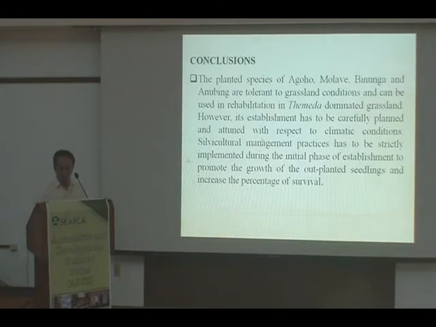Okay, for my conclusion, the planted species of Agoho, Molabe, Pinonga, and Anubing are tolerant to grassland conditions and can be used in rehabilitation of Temida-dominated grassland. However, its establishment has to be carefully planned and attuned with respect to climatic conditions. Silvicultural management practices have to be strictly implemented during the initial phase of establishment to promote the growth of the planted seedlings and increase the percentage of survival.